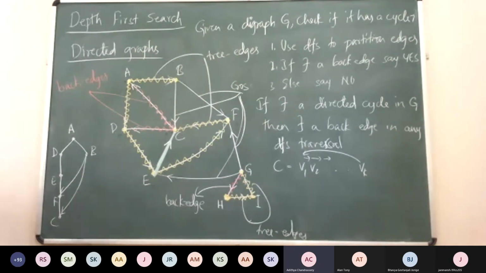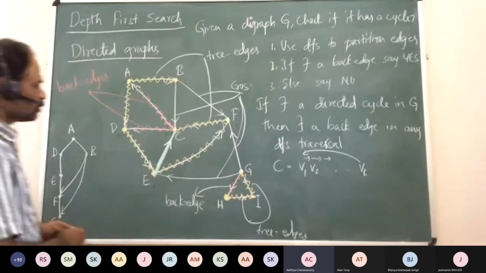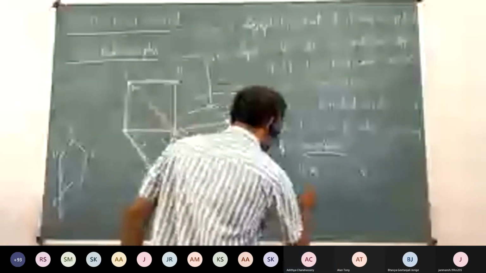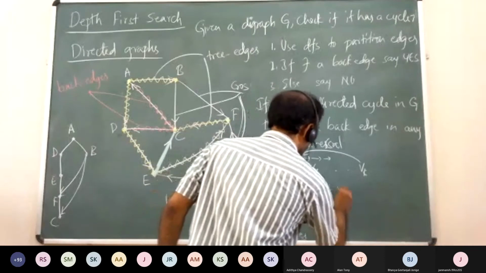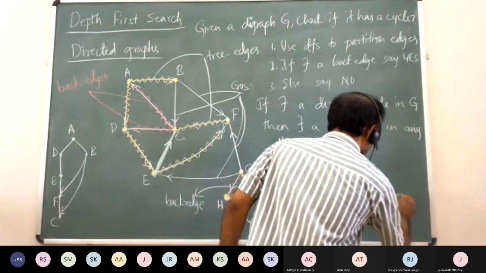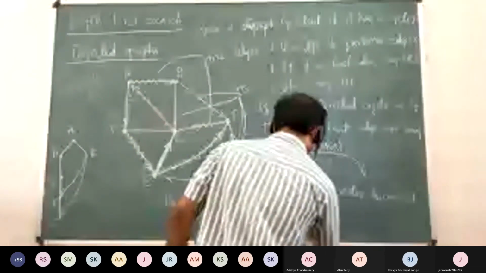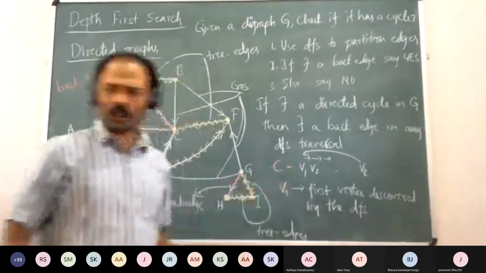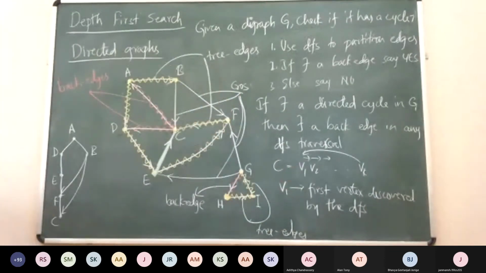Oh, wow! What you are saying is, so this is also true, is it? Suppose V1 is the first vertex discovered by the DFS, whatever DFS it is, right? What Aditya claims is that all the other vertices V2 to Vk will be descendants of V1. Is that true? Yes, sir. Why?